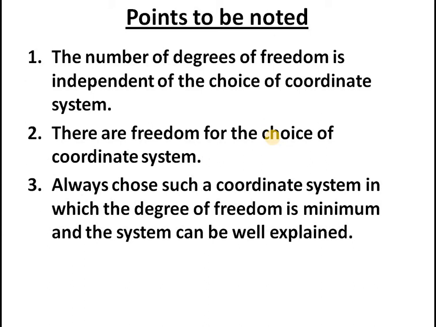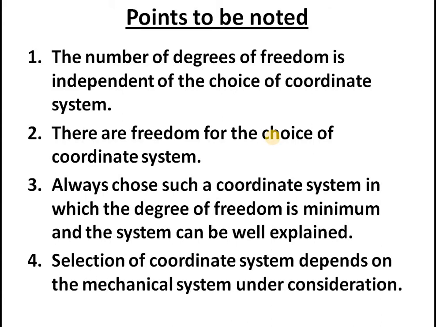Always choose such a coordinate system in which the degrees of freedom are minimum and the system can be well explained. That is important. By choosing minimum variables, you can solve the problem much more easily. And the selection of coordinate system depends on the mechanical system under consideration. Which one will be suitable?